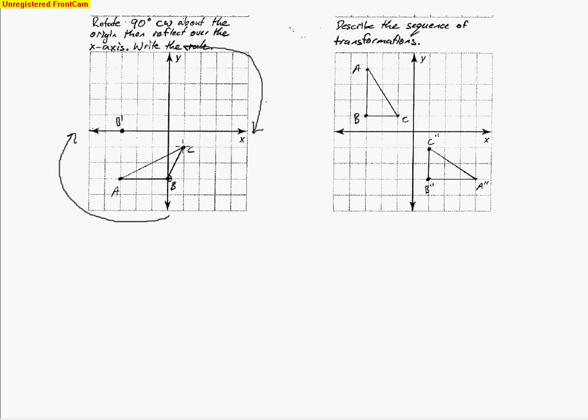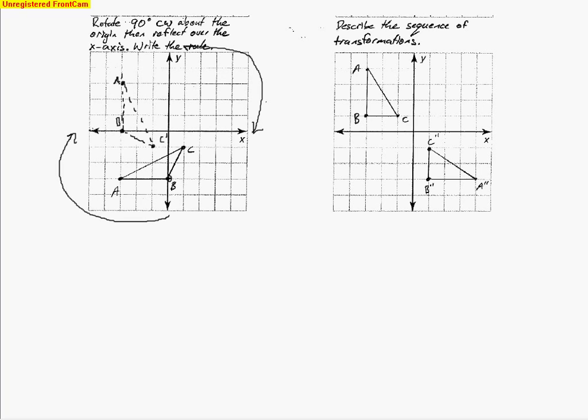And then C is in the 4th quadrant, so it's going to go one quadrant over, and it's going to be located right there in the 3rd quadrant. So that's C prime. And then A prime, well, it's in the 3rd quadrant, so it goes straight up into the 2nd quadrant, and it is right above B, so it's going to end up being right in this spot. And so that is A prime, B prime, C prime, but then they have us reflect it. So we're supposed to reflect over the x-axis.